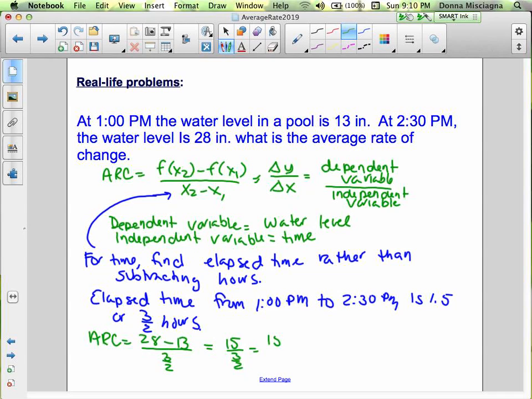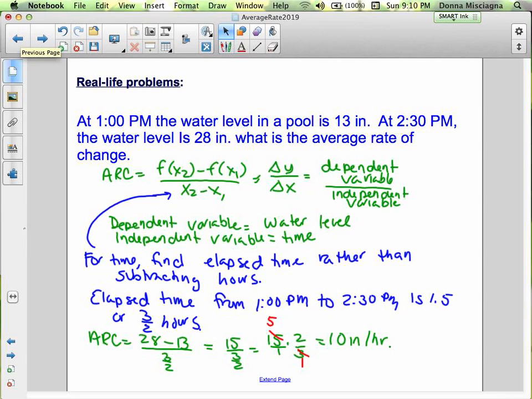Dividing by 3/2 is the same as multiplying by 2/3. So we can reduce. 3 divided by 3 is 1. 15 divided by 3 is 5. And 5 times 2 is 10. Let's interpret that. So it's 10 inches per hour. If we wanted inches per minute, then we'd have to divide that by 60 because there's 60 minutes in an hour.